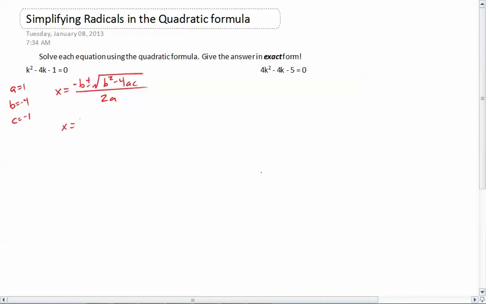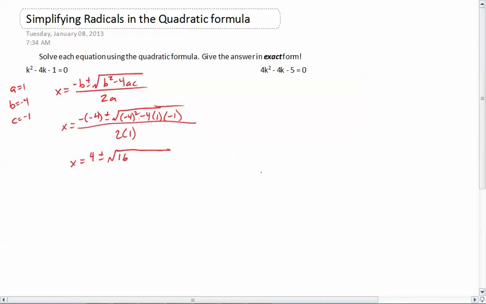So now we just go x equals negative b, which was -4, plus or minus the square root of b squared, so -4 squared, minus 4 times a times c all over 2 times a. Now from this point you should be able to simplify. Most of you are fairly comfortable with that. The place where most people I usually see make a mistake is right here.